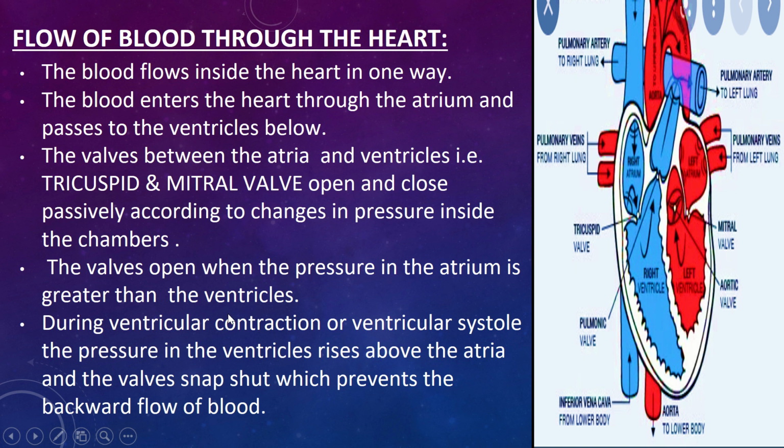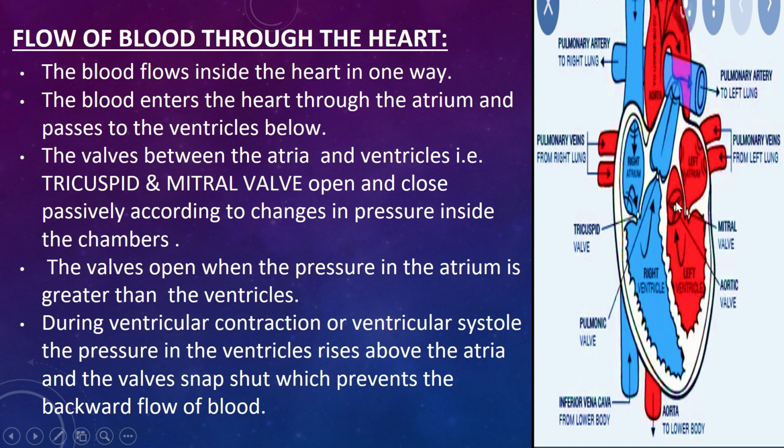During ventricular contraction, the ventricular systole, the pressure in the ventricles rises above that in the atria and the valves snap shut, which prevents the backflow of blood. As I already told you, blood flows in only one way. So when the ventricles contract and the pressure in them is greater, these valves are shut and the other valves are opened, that is, the valves present at the pulmonary artery and the aorta.